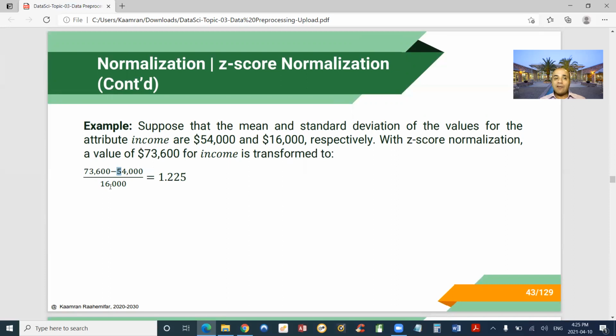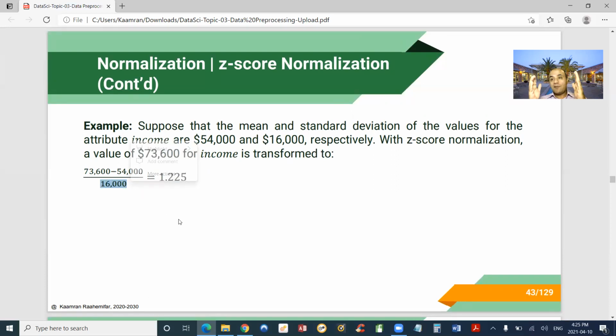So 54,000 and 16,000, if you add 54,000 and 16,000, what do you get? 6 and 4 is 10. This is going to be 70,000. So what does this simple equation tell you? It says that 73,600 is 1.225 sigma away from the mean. And that's all you need.